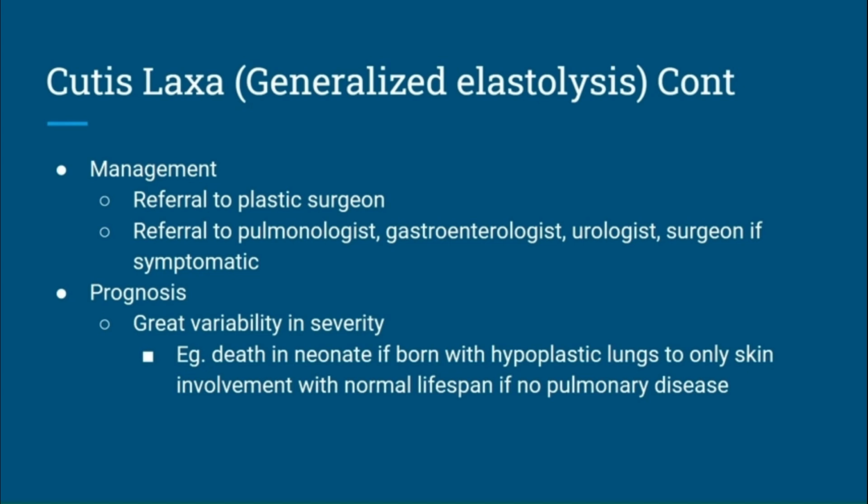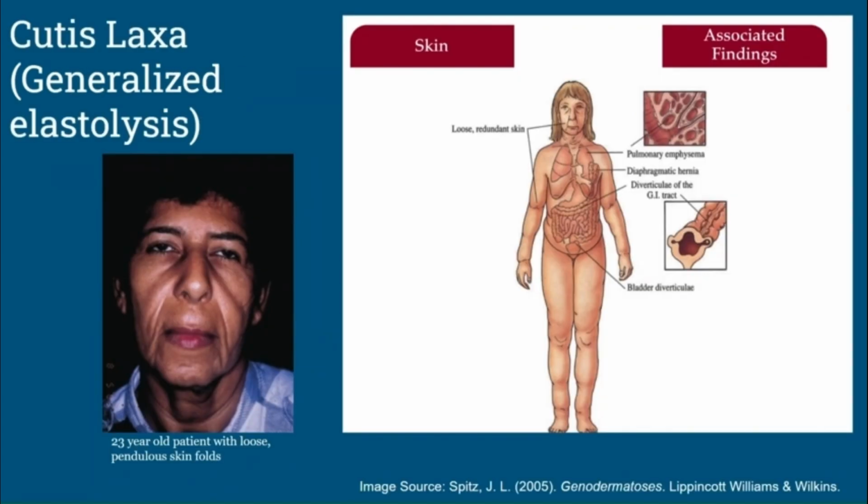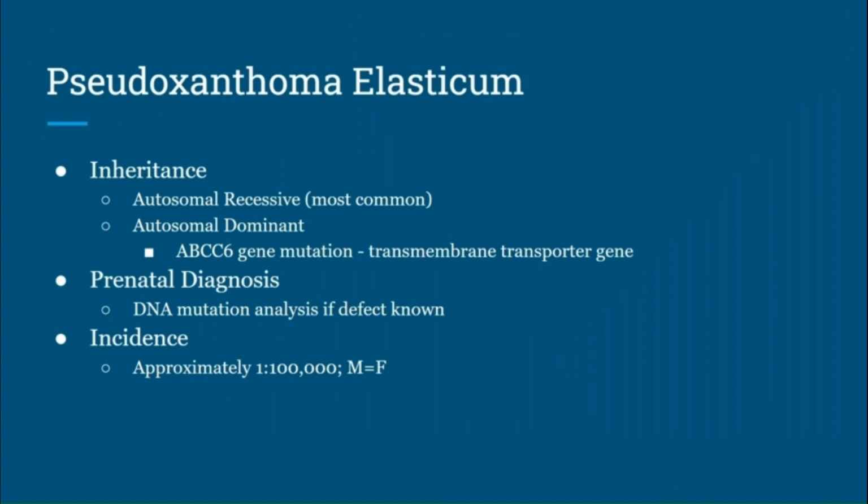There's a great variability in the severity, so sometimes you can have death in the neonate, depending on how bad the lungs are, or you can have a normal lifespan, which is kind of interesting. And here's an example here. On the left, the patient is only 23. Looks a little bit older than that, obviously, and that's just from the inelastic skin. And here's some other depictions of the sequelae here. All right, we're moving on here.